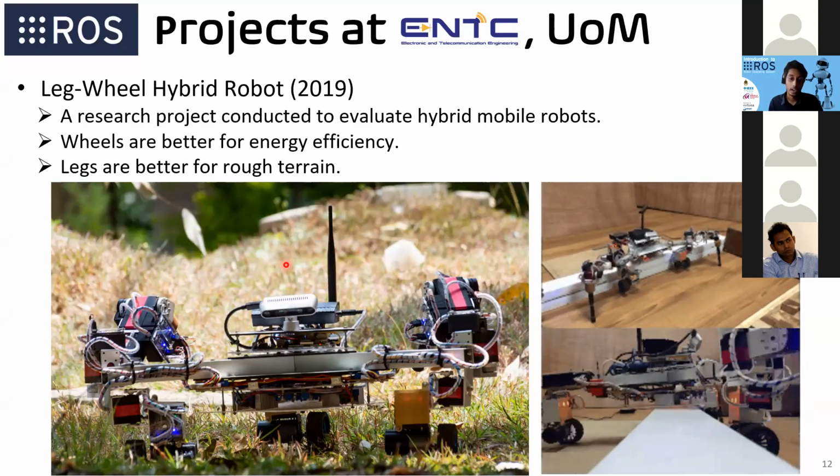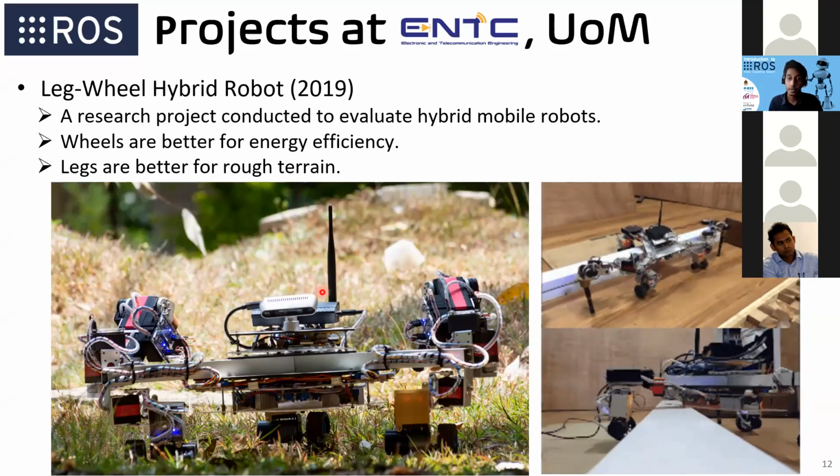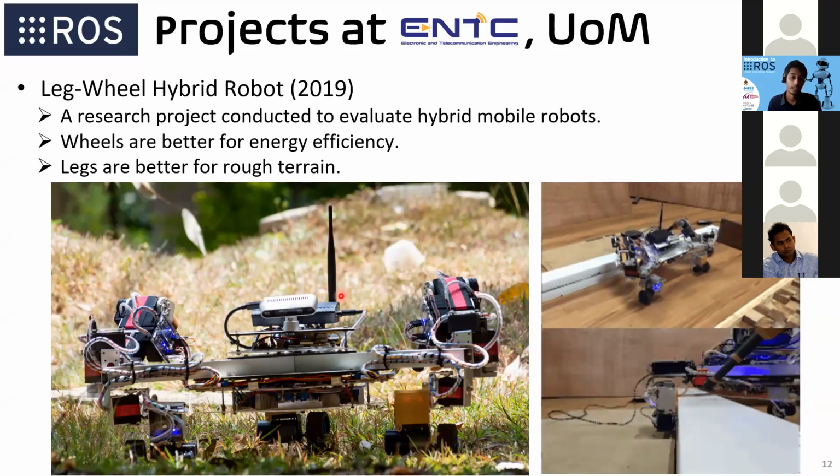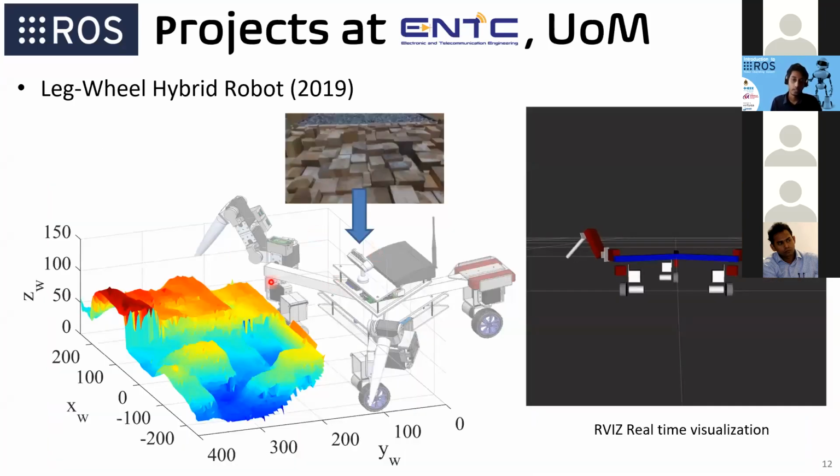I will not go into too much detail, but I will tell you how ROS helped us immensely in this project. One important thing is we need to identify the immediate terrain of our robot. Here we have a camera, and this is what we see from the camera, and we can easily interface this camera using the manufacturer's ROS libraries.